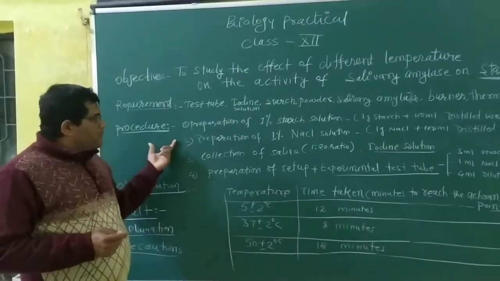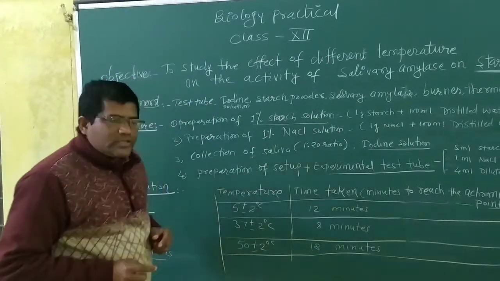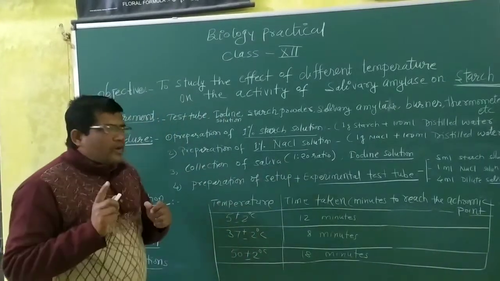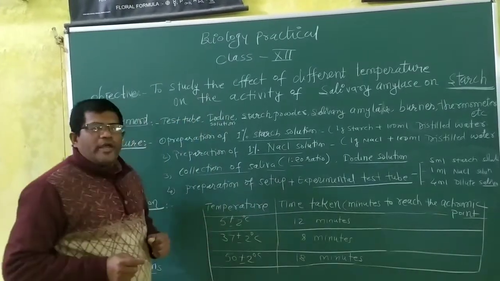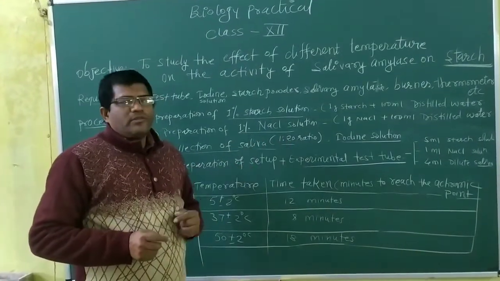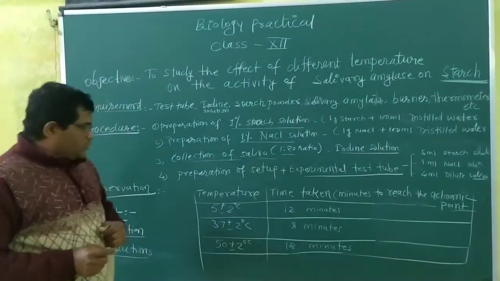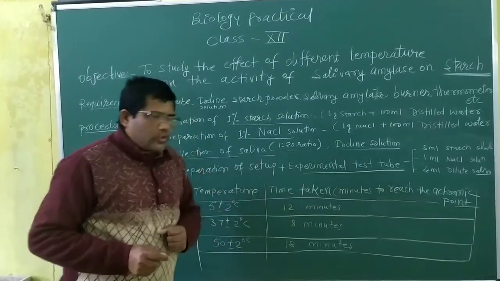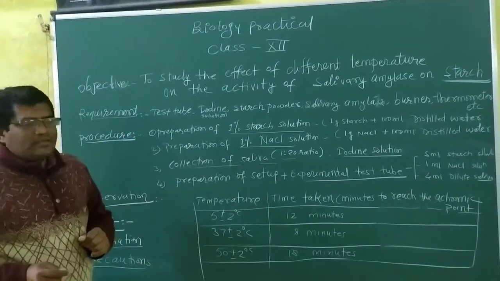Now procedure. For the procedure, preparation of 1% starch solution. Now we will discuss how to prepare. Preparation of 1% sodium chloride solution. Collection of saliva, and we have to dilute the saliva: 1 ml saliva diluted with 19 ml of distilled water. Its ratio is 1:20. Then preparation of setup and experimental test tube setup. So all these things are required in the procedure.